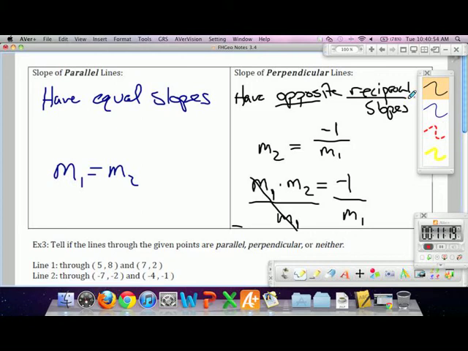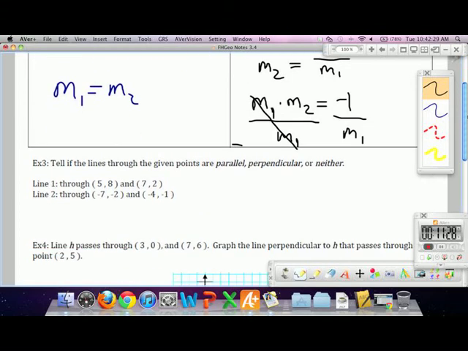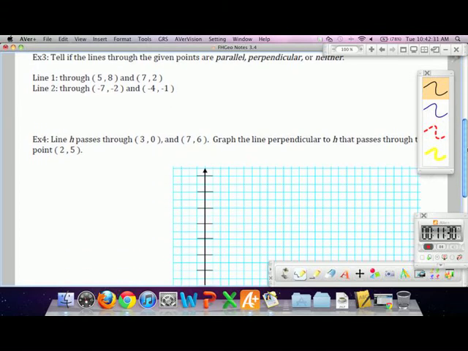So using these two statements, if I give you some points on two lines and ask you to tell me if the lines are parallel, perpendicular, or neither, well, you better know something about their slopes. So find their slopes, and then compare them.